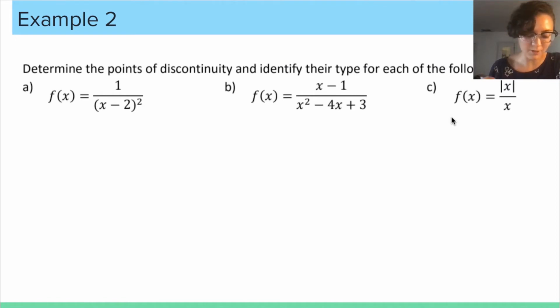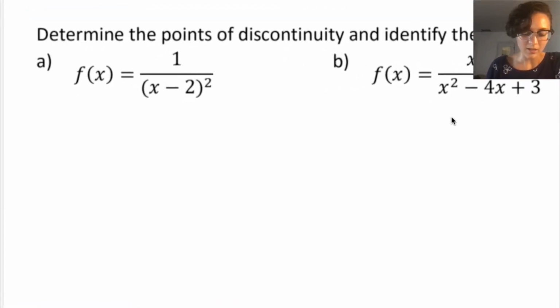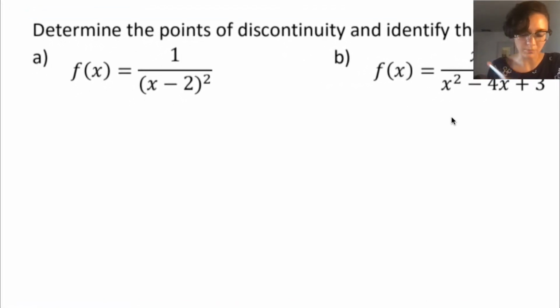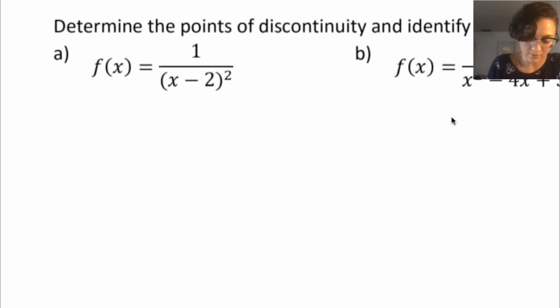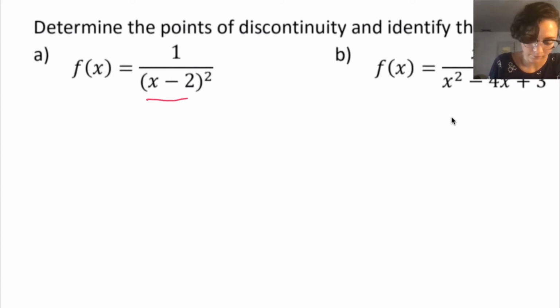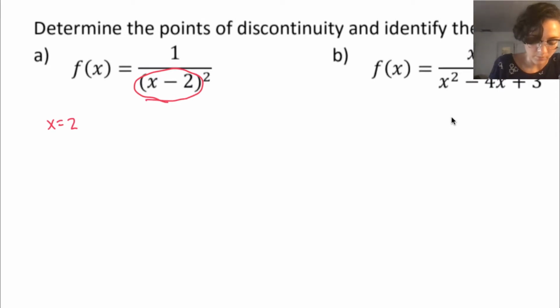So in this first part, A, I can't cancel out any of these terms. I'm kind of just stuck with what's in the denominator. So I can see, because of this term right here, the denominator equals 0 when x is 2. So I know that at x equals 2, there's going to be a vertical asymptote. So at x equals 2, that is an infinite discontinuity.